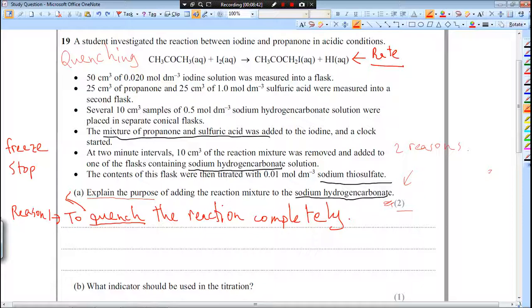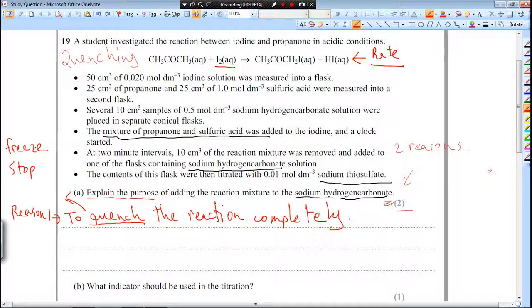Okay, and as you can see, if we prevent iodine reacting with propanone, then the reaction would be slower. So the way to make the reaction slow is to prevent this iodine from reacting with this propanone. So there should be a way that we can prevent this reaction.